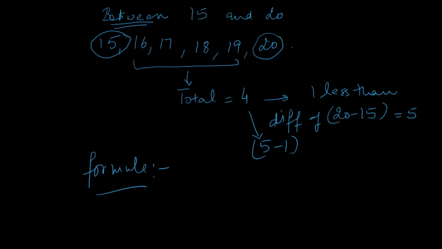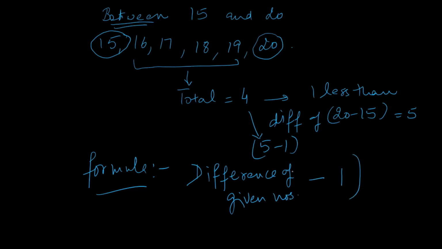that whenever we have to find how many whole numbers lie between any two given numbers, we find the difference of the given numbers minus 1. This way we can find the number of whole numbers lying between any two given whole numbers.